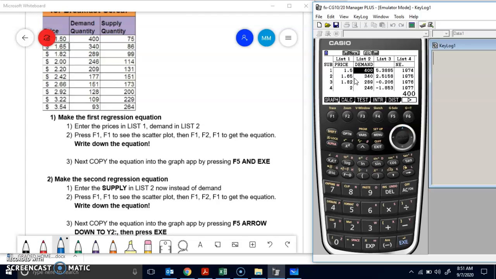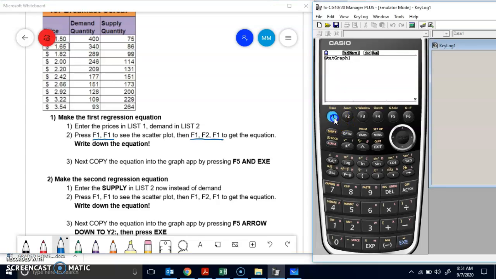So I'm going to follow the same steps that I did on Friday. I'm going to use F1, F1 to do the scatter plot, F1, F1, F2. So we're going to graph it. I'm going to press F1 calculate, F2 x, F1 ax plus b, and I have my equation.